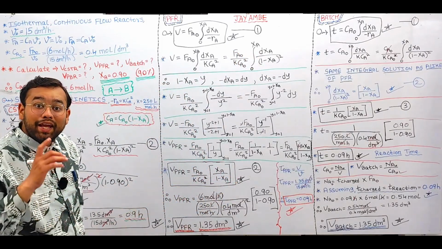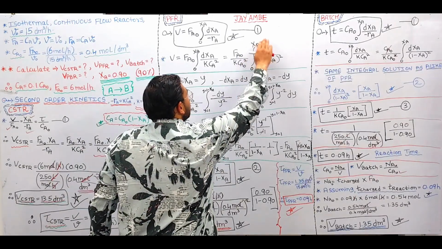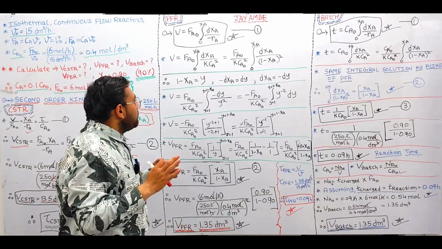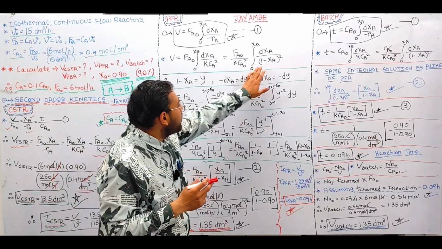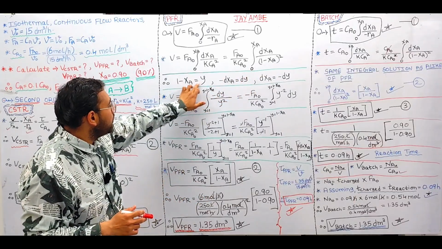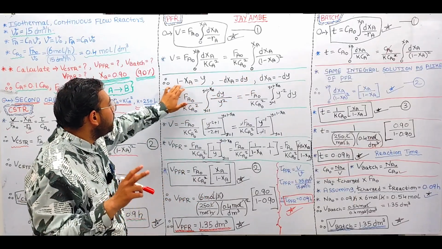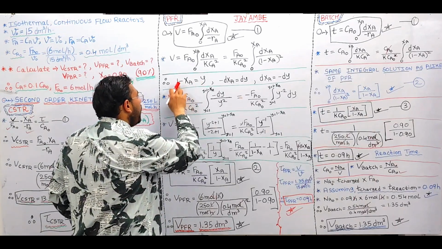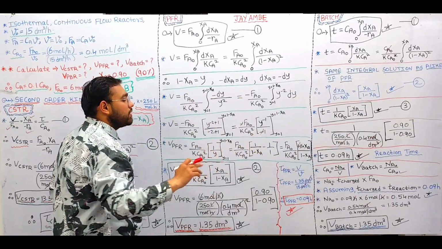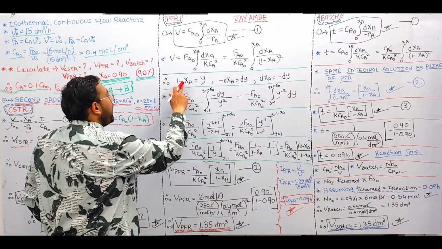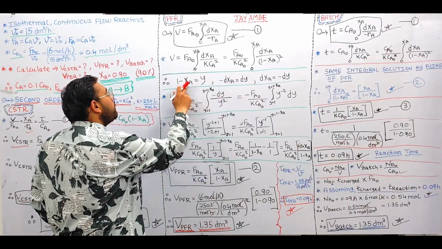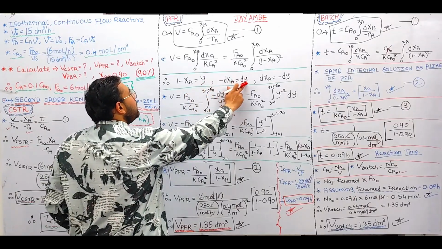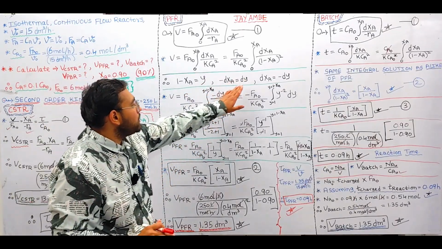Now we need to solve this integral form. How will we solve it? Let's understand that. Let's assume that 1 minus xa is equal to y. In the second step, I'm differentiating on both hand sides. Differentiation of the constant 1 will be 0. The minus will remain as it is, differentiation of xa will be dxa, and differentiation of y will be dy. I hope up to here you have understood.